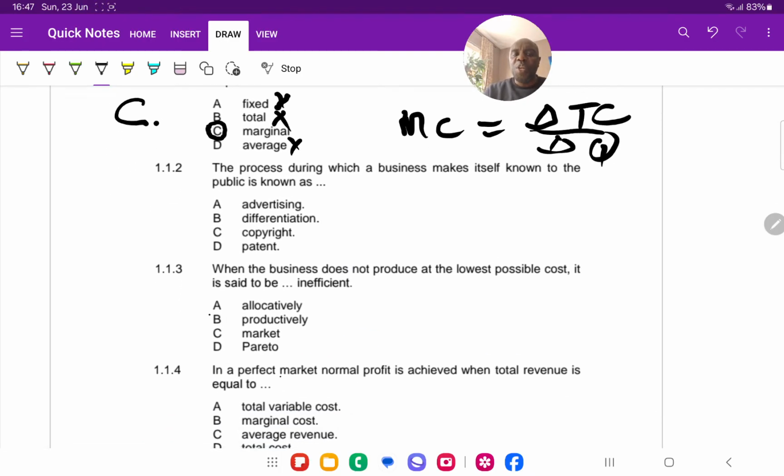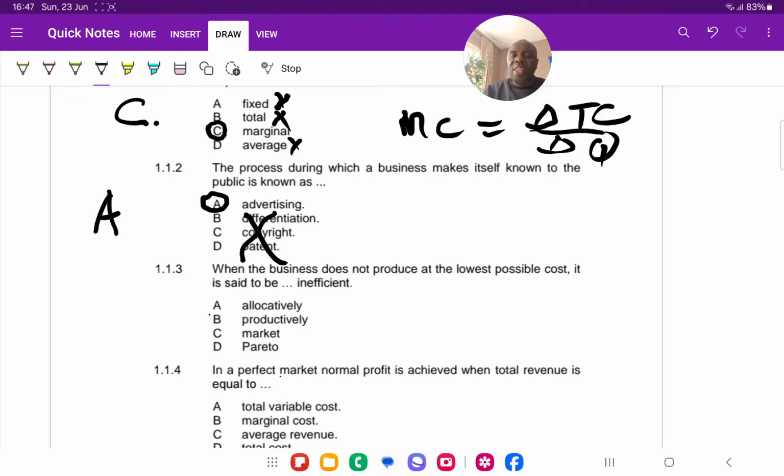The process during which a business makes itself known to the public is known as. So if you look at this question, you can see that the other three answers, B, C, and D, are incorrect. They are not addressing what the question requires. So in this case, all these other three are incorrect. The correct answer here is A, advertising. Remember, advertising is an example of non-price competition. We are going to look into it when we look at different market structures.